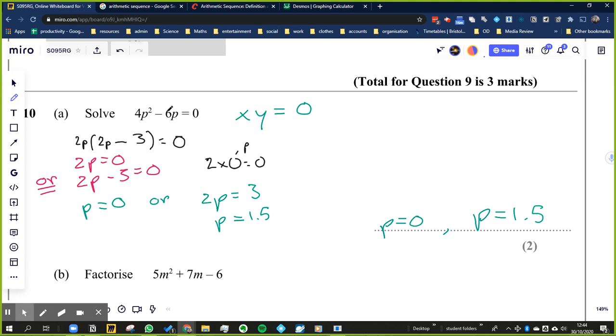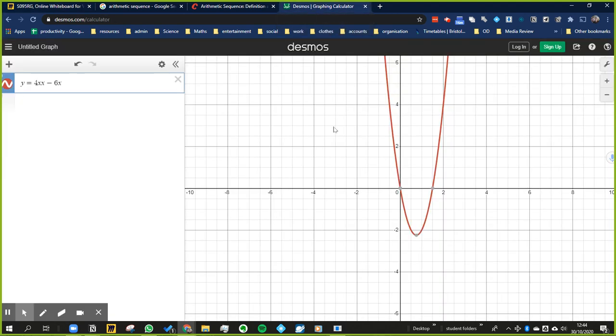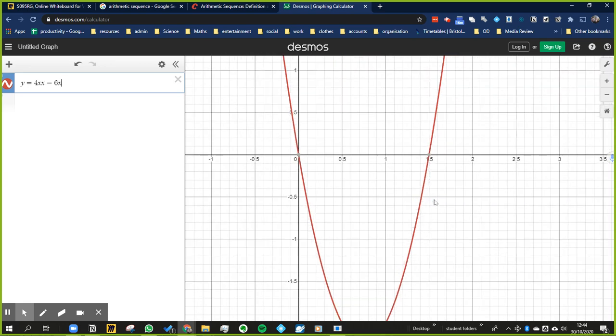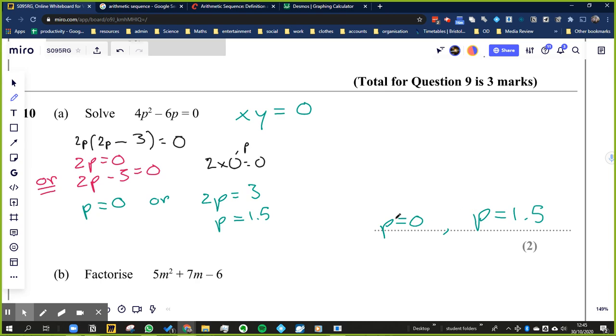So we can have a look at this and study them and see if we're right by using the Desmos graphing calculator. If we click up here, we can see that I've had to draw it in x, because we have to use x instead of p, because that's how these graphs work. And if we scroll in, we should see that when y equals 0, then x is equal to either 0 or 1.5, which is what we said. And obviously we said p. Okay?